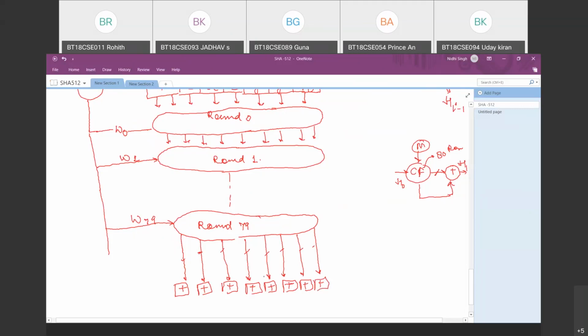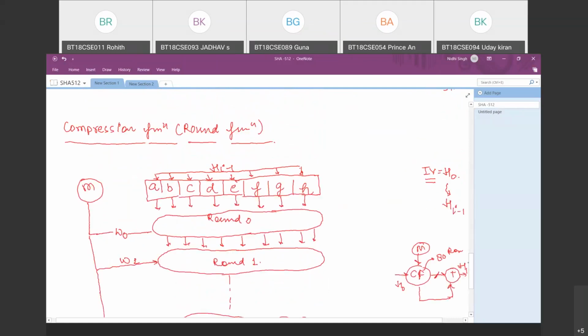Okay. This is addition modulo. The first input is the output of the round functions, that is 80 rounds. After the 80 rounds, this is the output generated, and the other input is H0 itself. So what is my H0 value? The previous one. That one.